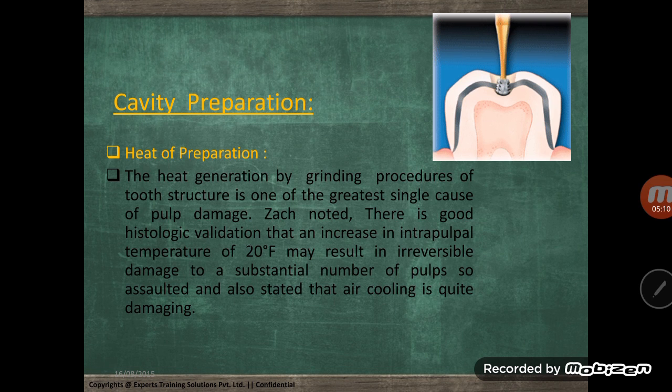There is good histological evidence of vasodilatation, that an increase in the intrapulpal temperature of about 20 degrees Fahrenheit may result in irreversible pulpal damage. So make a note, whenever the temperature change is about 20 Fahrenheit, there is a chance of irreversible pulpitis, meaning the pulp cannot be reversed back, whereas less than this there can be reversible pulpitis. After some time the pulp can reverse back.